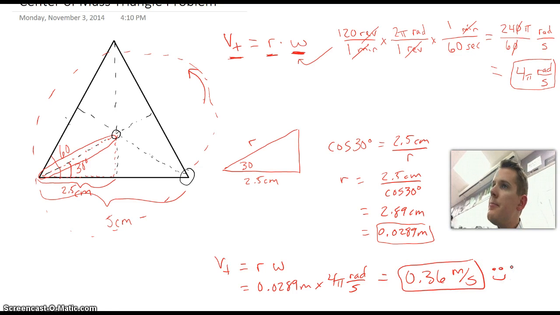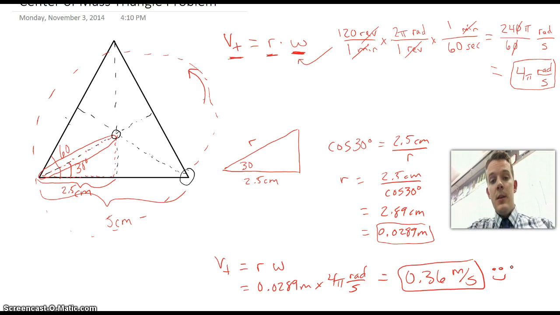Now the last question was, if the angular velocity of the triangle is constant, what's the net torque acting on the triangle? Well, we know that if the angular velocity is constant, the net torque must be 0.